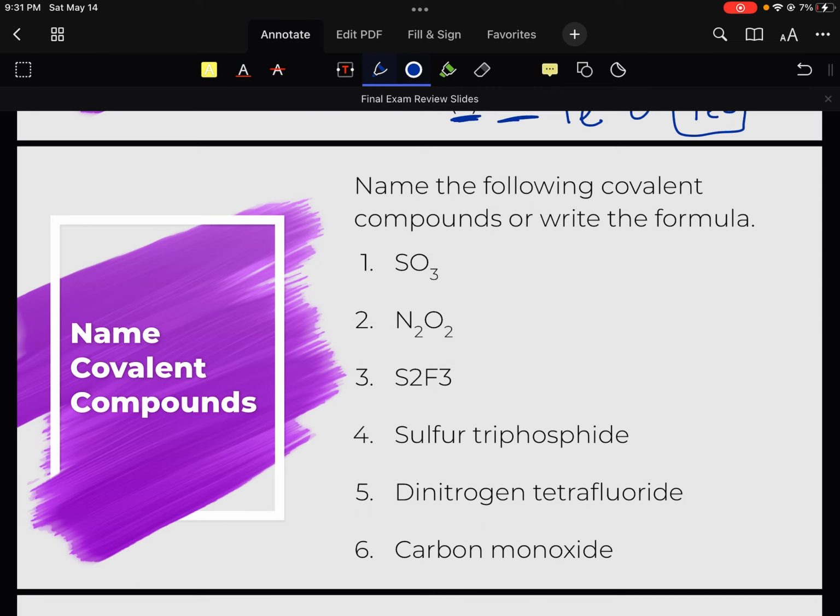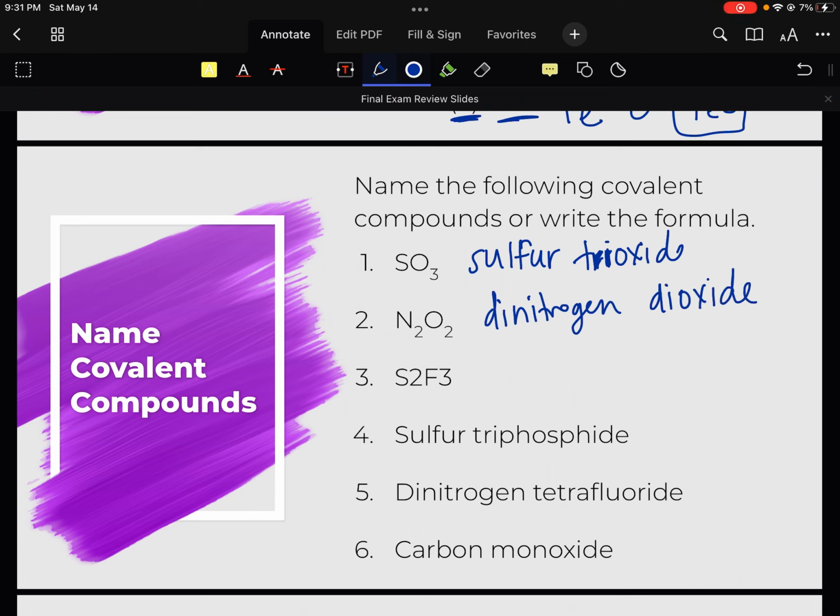All right, for covalent, I'll just go through these pretty quickly because these are much simpler. Here we have sulfur, and then remember, we have to use prefixes. So this is, my pen kind of got a little crazy there, sulfur trioxide. Here I have 2 nitrogens, so I have to write dinitrogen. The reason I didn't use a prefix for sulfur is because it was the first one and we never use mono at the beginning.